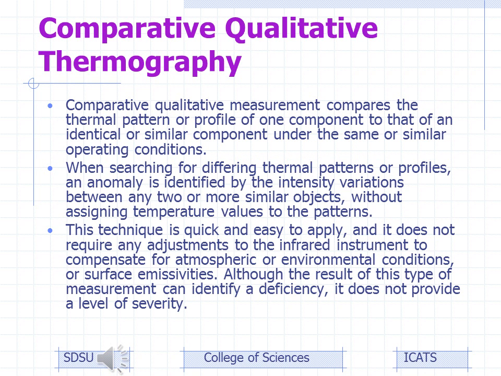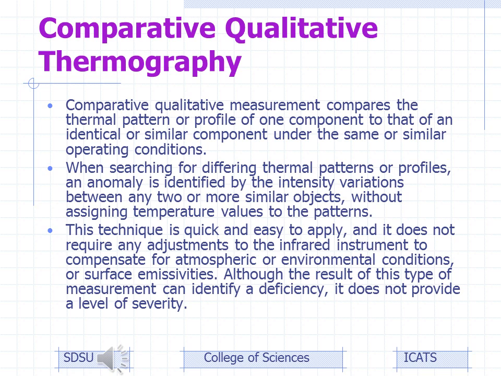Okay, back to comparative qualitative thermography. The qualitative measurement compares the thermal pattern or profile of one component to that of an identical or similar component under the same or similar operating conditions. The way this is normally applied is one part of a device to another part of the same device, as compared to ambient temperatures. When searching for differential thermal patterns or profiles, an anomaly is identified by the intensity variations between two or more similar objects without assigning temperature values to the patterns.